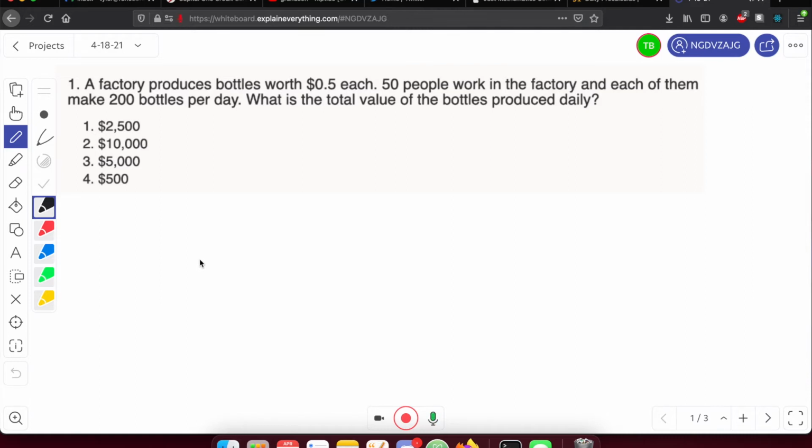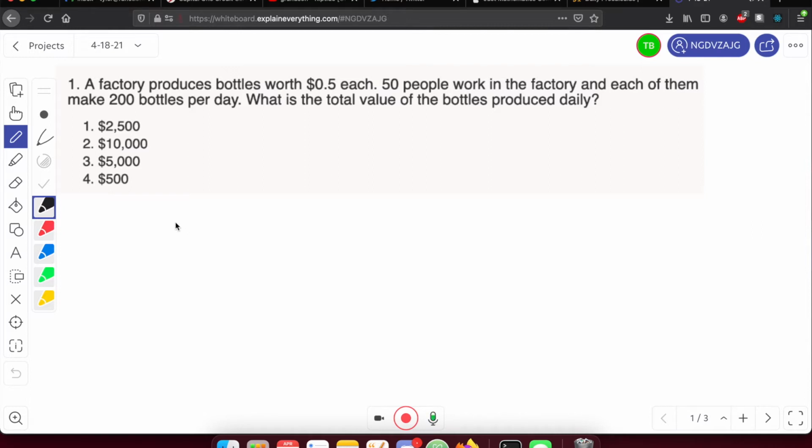Question 1: a factory produces bottles worth 50 cents each. 50 people work in the factory and each of them makes 200 bottles a day. What is the total value of the bottles produced daily? So this is a simple multiplication problem. We're going to figure out how many bottles the factory produces in total each day, and then multiply the value of each bottle by that amount to figure out the total value of the bottles for each day.